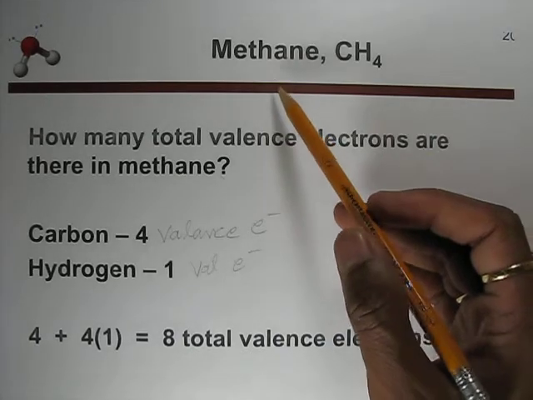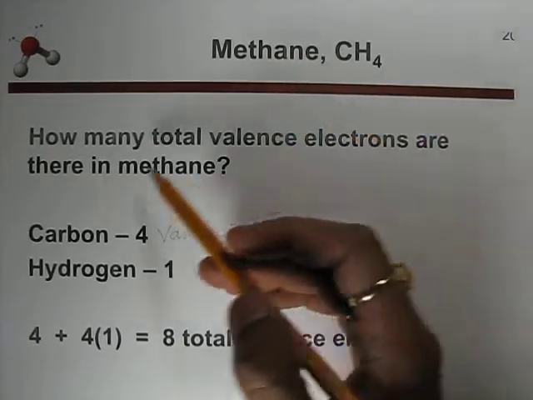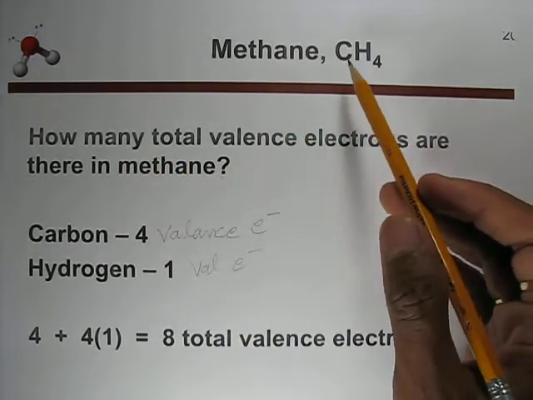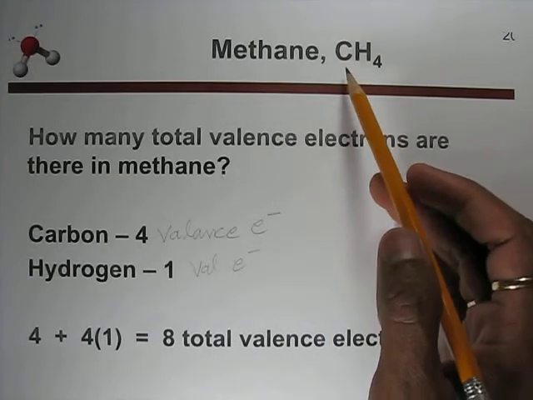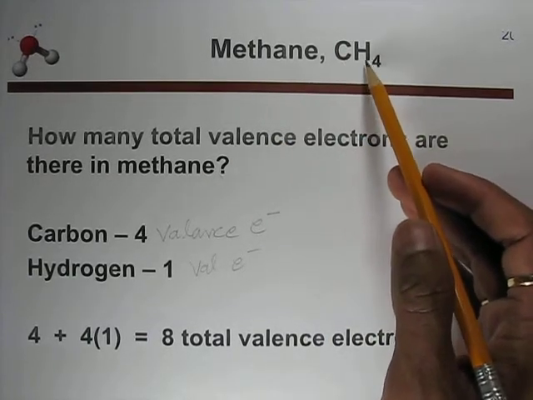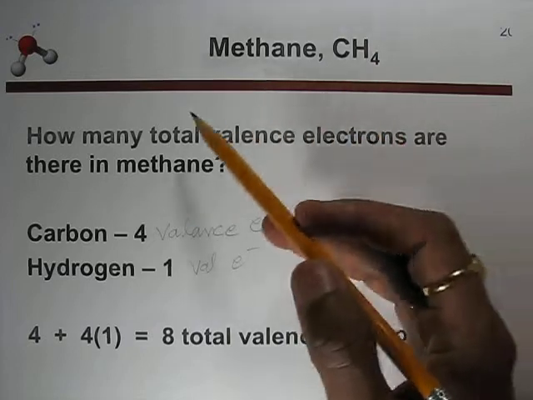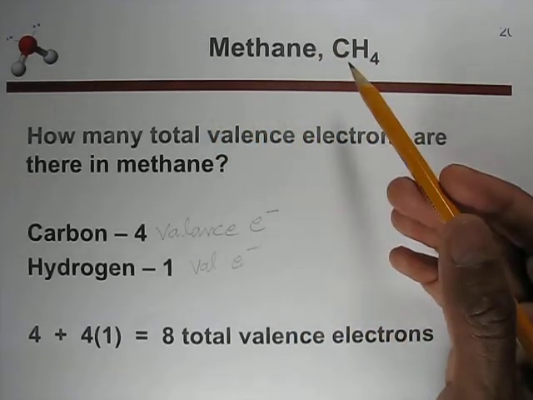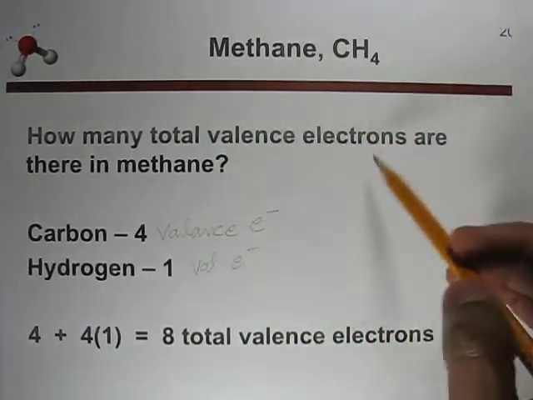So here is a first example, methane gas. Methane has carbon and hydrogen, both non-metals, and they are forming a covalent bond with each other. And how do we write its structure?